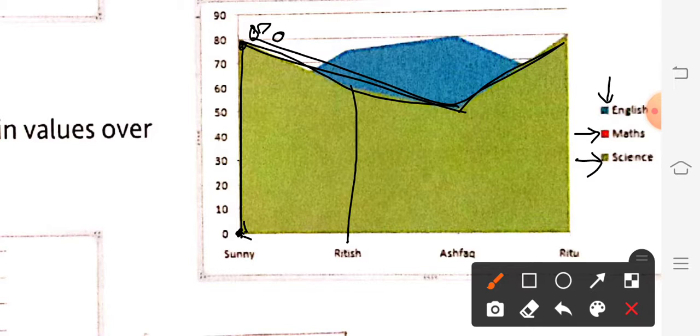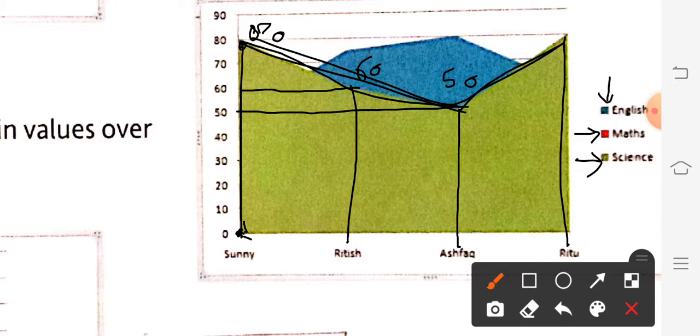If you will check out for Ritesh marks in science, so it is approximate, you can check it, 60. If you will check for Ashfaq, so just a little bit less, I can say as 50. And for Ritu, just check it out, for Ritu it is 80. See, means यहाँ से हमने क्या देखा, पहले क्या करेंगे हम, we will mark the points here like this.